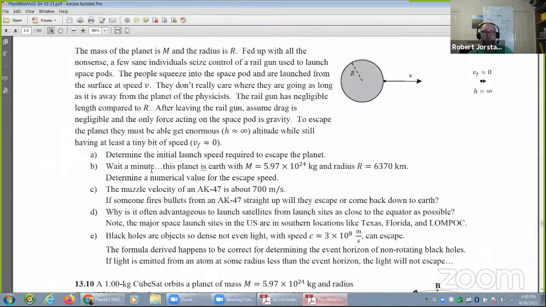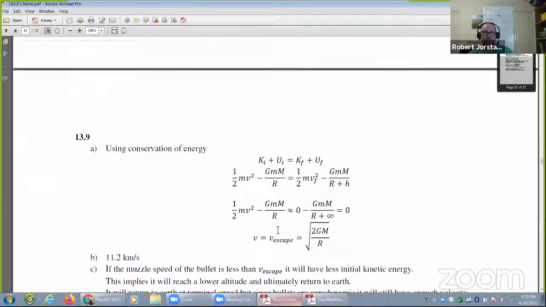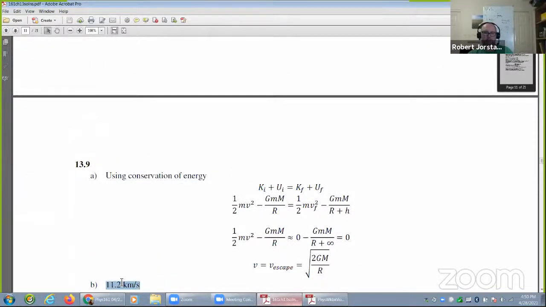Okay. What if this planet is Earth? Here's the mass. Here's the radius, which is about 4,000 miles. If we actually punch in the numbers based on Earth, we get 11.2 kilometers per second right there. That's not meters per second, it's kilometers per second. That's very, very fast. If you could throw a ball at 11.2 kilometers per second and air resistance was not present, you could throw it off the surface.